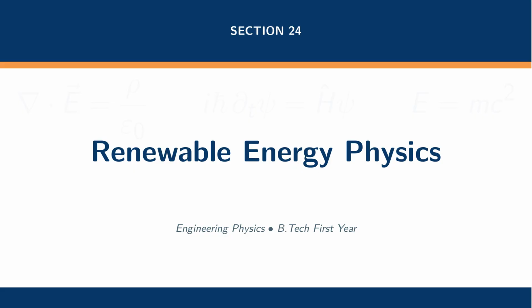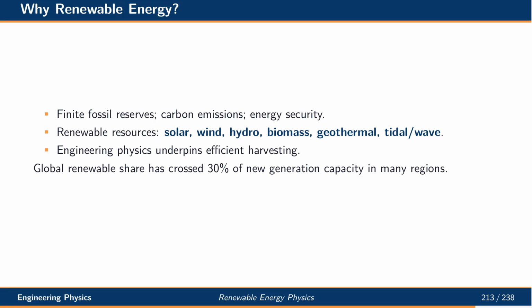We now study renewable energy physics, the science behind solar, wind, hydro, and other technologies that will power the future. There are several reasons we need renewable energy. Fossil fuel reserves are finite. Carbon emissions drive climate change. Energy security depends on diverse and local sources. Renewable resources include solar, wind, hydro, biomass, geothermal, and tidal energy. Engineering physics underpins efficient harvesting of each of these.